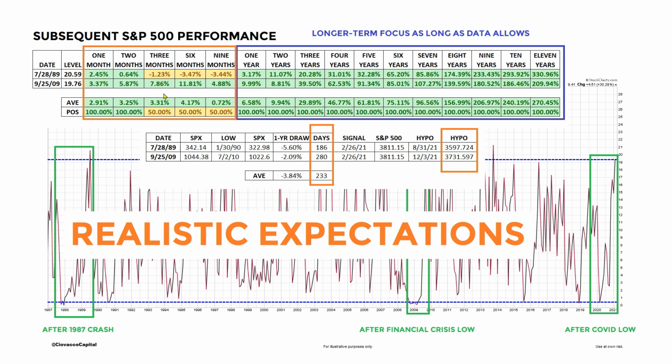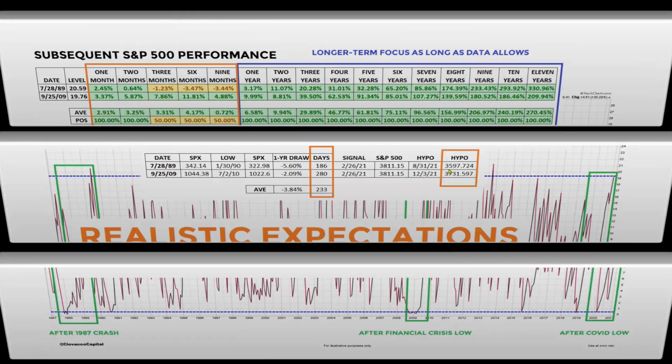Mixed performance looking out 3 months, 6 months, and 9 months. If you didn't overreact, very good things happen longer term. Maximum drawdowns, they typically didn't come until later. This is somewhat of a Nordique setup here. Worst case scenario, 186 days from the date of the signal, which would be similar to making a low at the end of August 2021. We would hypothetically backtrack to 3,600 on the S&P 500 index.